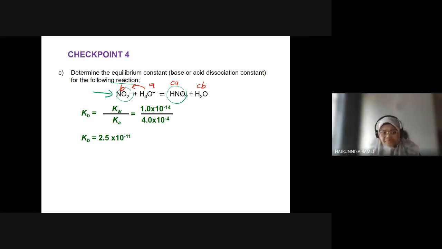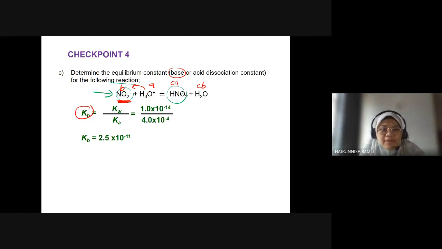So basically here, because there is no H3O+ or OH- here, you can just refer to this one, NO2-. So basically it is a base. So depending on what you want to refer to, you can refer to this one. Okay, this K value of NO2- is the value of Kb.